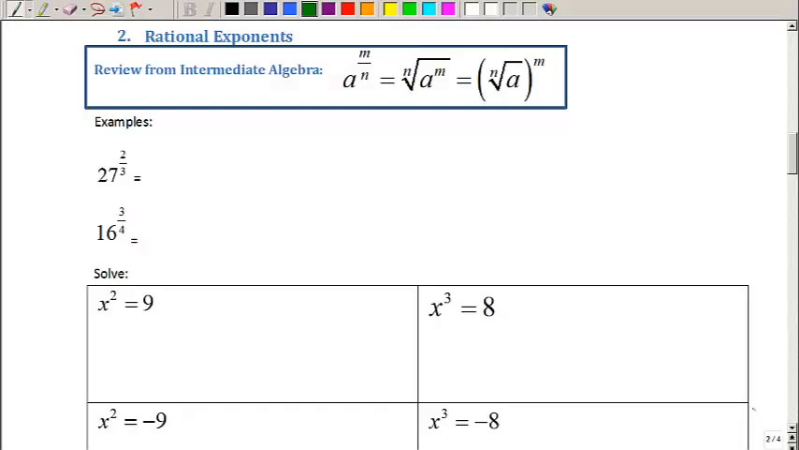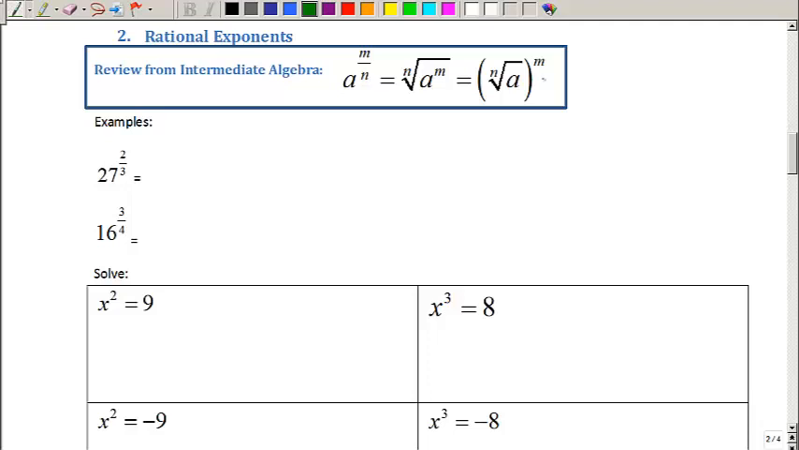The next miscellaneous equation we'll be solving are equations containing rational exponents. Before we start solving a lot of those, I'd like to review a little bit from intermediate algebra. Notice that a to the rational exponent m over n, the rational means fraction and there's a fraction in the exponent, so we have a to the m over n, is the same thing as the nth root of a to the m, which is also the same thing as the nth root of a, all raised to the mth power. This can help us when we have a rational exponent we're trying to simplify it.